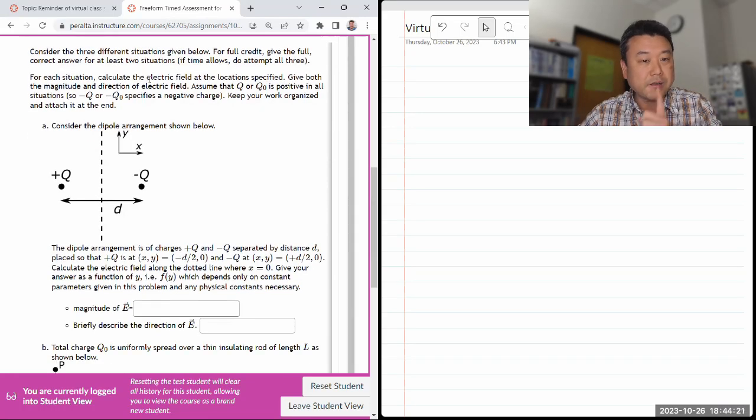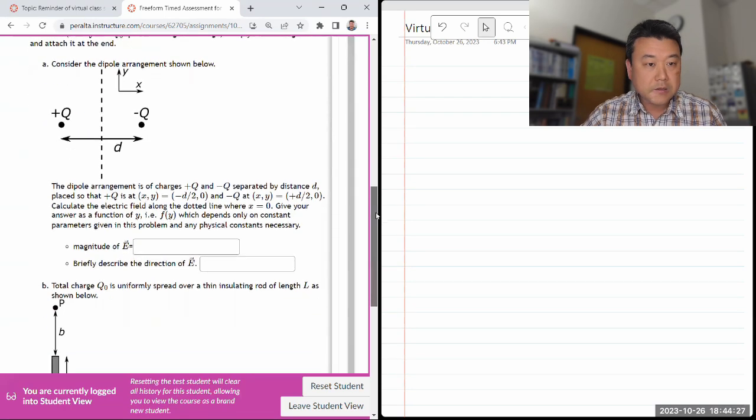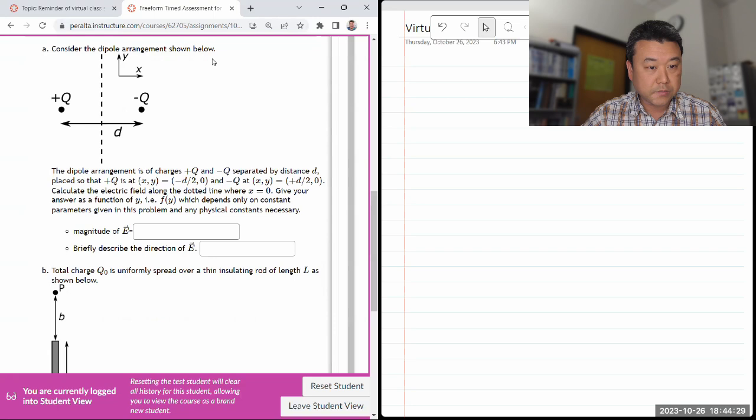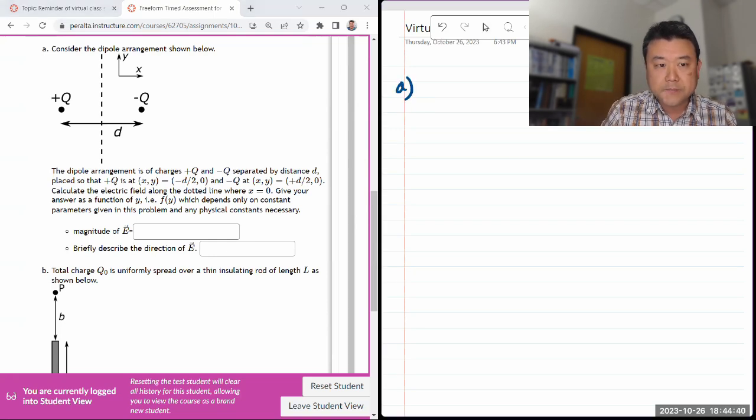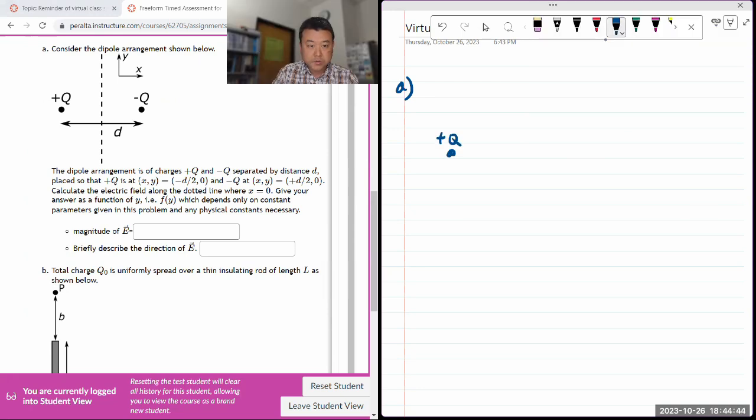So to calculate the electric field, give both magnitude and direction. Okay, just the electric field. All right, that's good. So consider the dipole arrangement shown below. That's just a word description of the arrangement, and it's asking for the magnitude of E. Okay, so let me start with a picture of the setup so that I can point out some things that you should consider. So plus Q, and we are looking for the electric field along the dotted line.